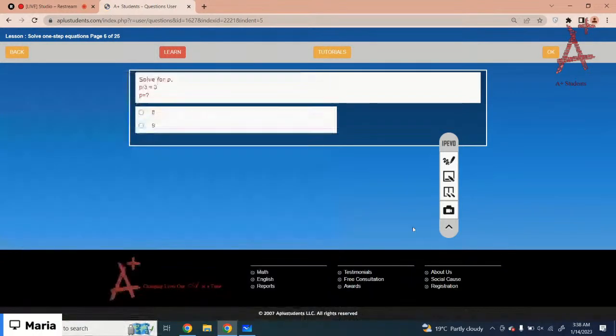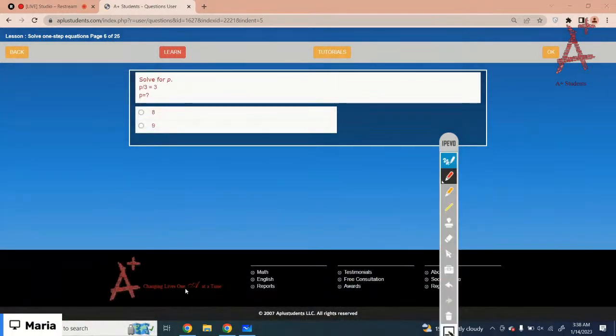Okay, you have to solve this equation for p, which is divided by 3. You have to remove that 3 that is dividing p. Opposite to division is multiplication. Just multiply both sides by 3. So you're left with p equals 3 times 3, which is 9. So the correct option is p equals 9.